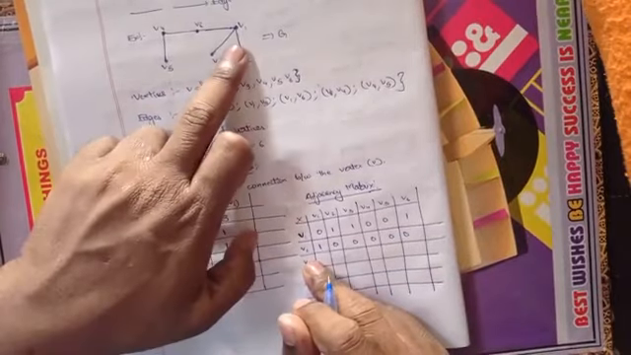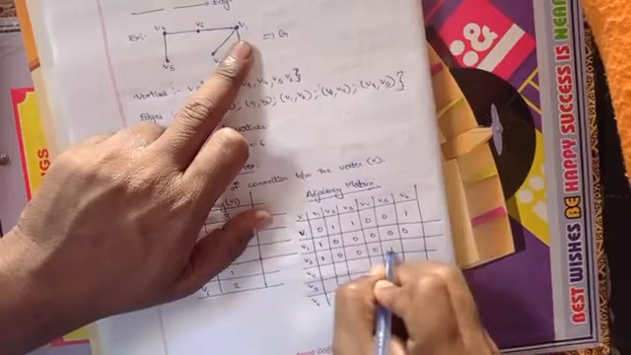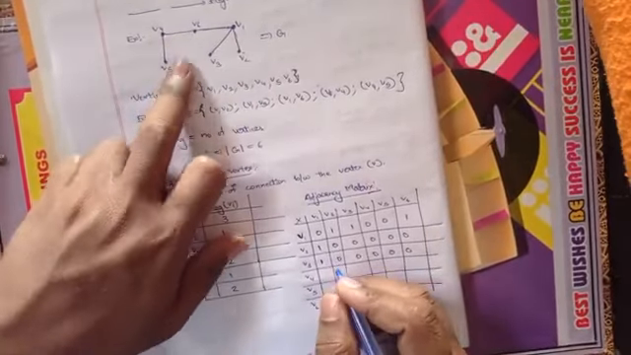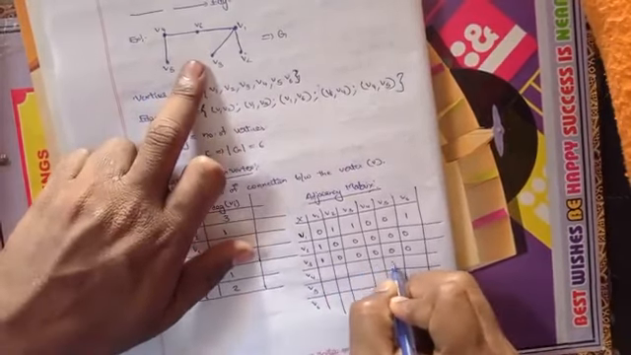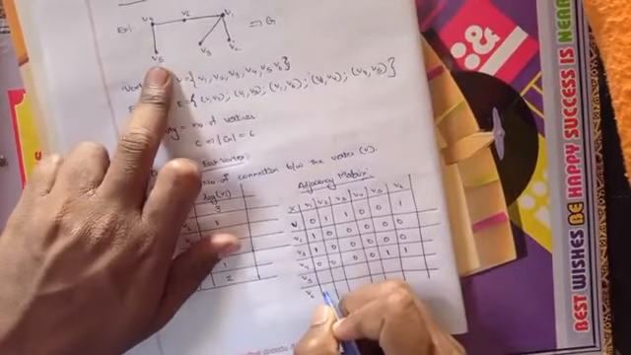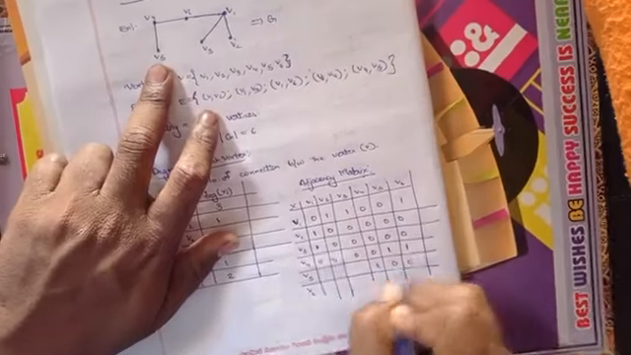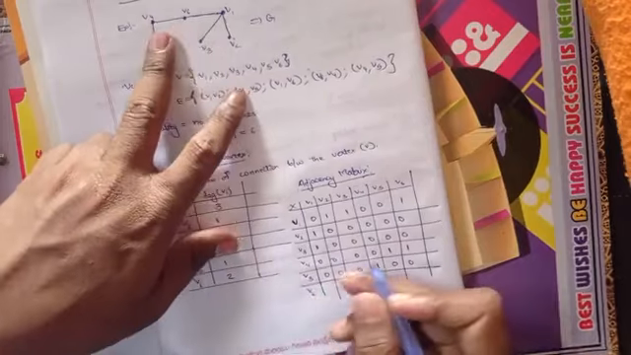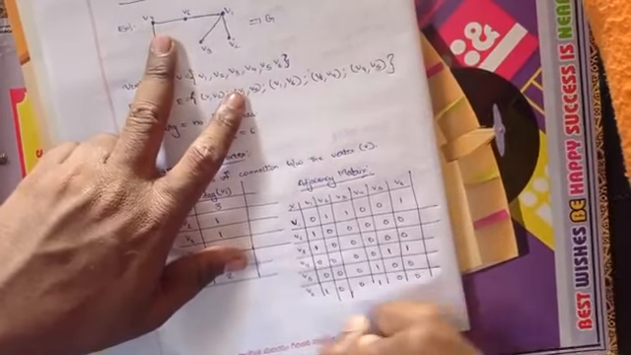Coming to V3, V3 has only a single edge, that is for V1, and the remaining are all 0s. For V4, V4 has 2 edges, to V5 as well as V6, and the remaining are all 0s. Coming to V5, it has only a single edge to V4, so 0 0 0 0 0. For V6 we have V1 and V4, so V1 as well as V4, 0 0 0 0.